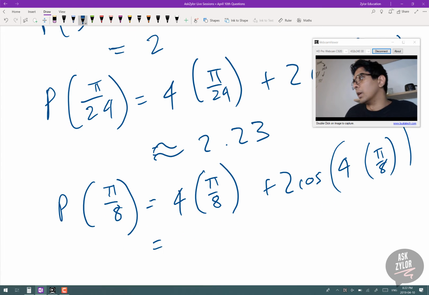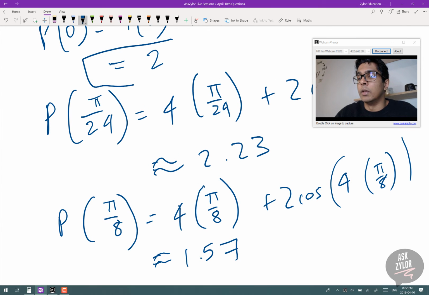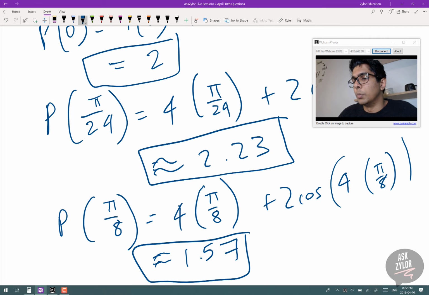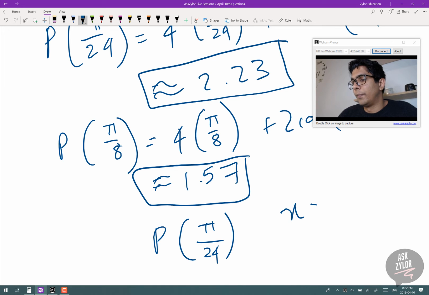We're checking my endpoints and my critical point right now to see which is going to give me my absolute max. So this approximates to 1.57 as well. Looking at my endpoints, the ends of the domain, I have 2 and 1.7, but my critical point gives me 2.2. That means my perimeter is going to be the maximum when x is pi over 24.